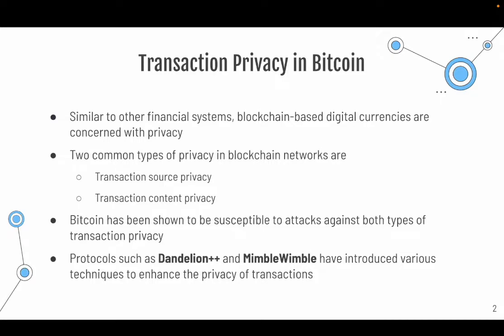Similar to other financial systems, blockchain-based digital currencies are concerned with privacy. Two important types of privacy that blockchain systems care about are transaction source privacy and transaction content privacy. Bitcoin, which is the most prominent blockchain system, has been shown to be susceptible to attacks against both of these types of privacy, and other protocols such as Dandelion++, MimbleWimble, and several others have been introduced to improve these types of privacy in blockchain systems.